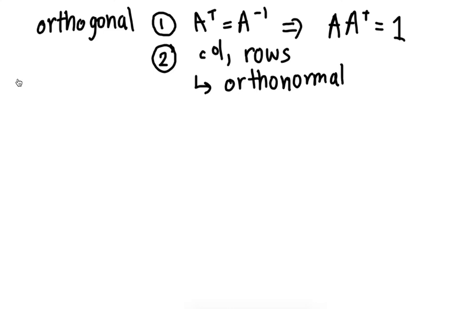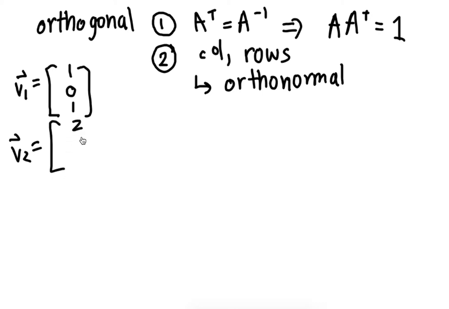So what does that mean? Let's say v1 is equal to (1, 0, 1), and v2 is equal to (2, 2, -2). If you do the dot product v1 dot v2, you'll get 2 plus 0 minus 2, which is 0. So this is an orthogonal set. But if we had a matrix composed of these two vectors as column vectors, it wouldn't be an orthogonal matrix, even though it's composed of orthogonal column vectors.